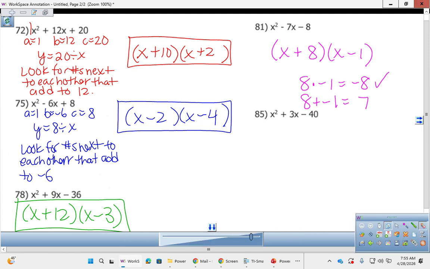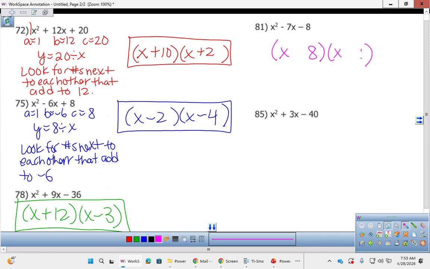You got the right numbers. It's definitely 8 and 1. Switch the symbol. The negative has to be with the 8 in order to create the -7. Does that make sense? All right, so that one is going to be -8, +1.